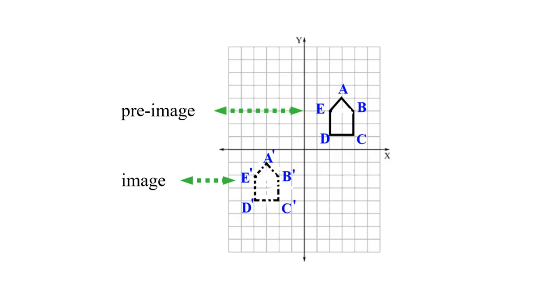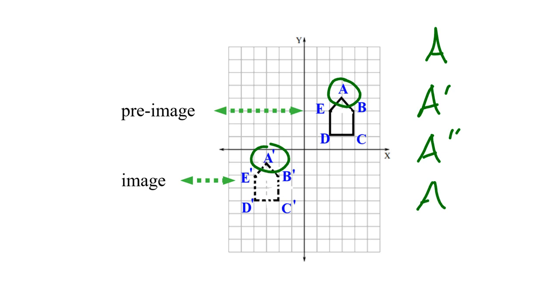So we have things we need to consider. We have the pre-image and we have the image. The pre-image is where it starts from and the image is where it ends up. Probably the best way to notice the difference is that on the pre-image, the letter has no prime mark. So it always begins at the letter by itself, and once it moves, it's renamed. If it moves again, it would be renamed over and over, so you know exactly where it is in this transformation.